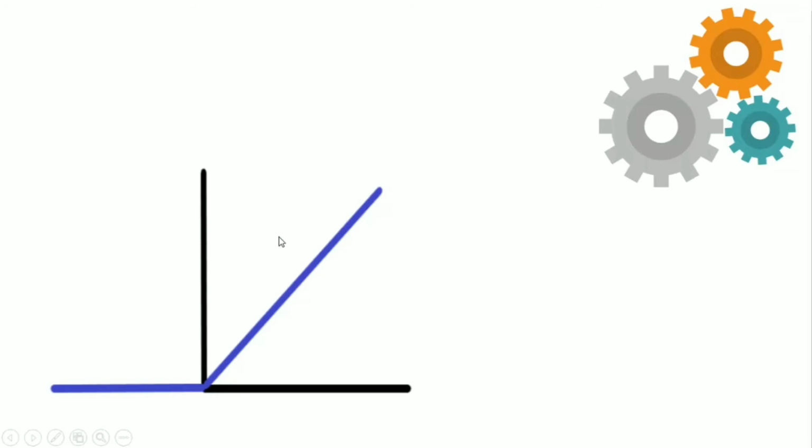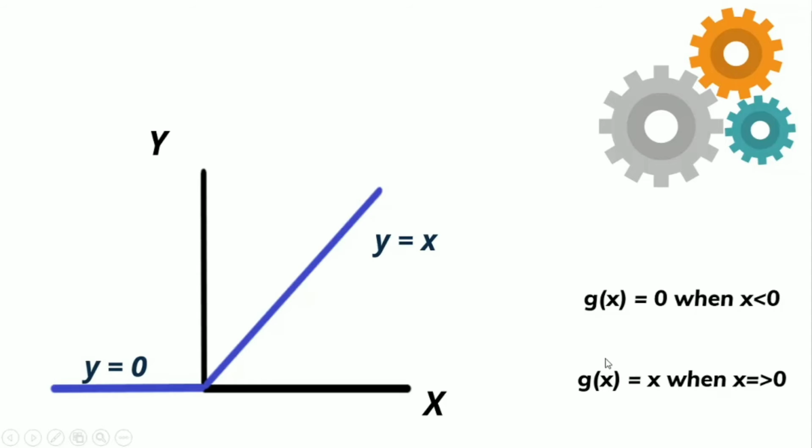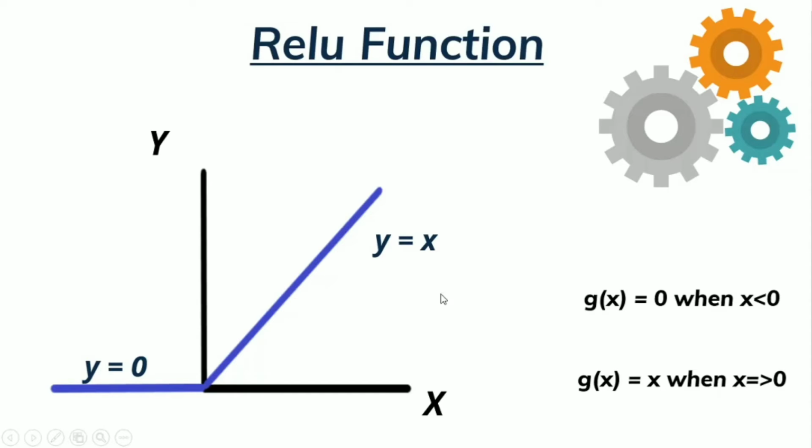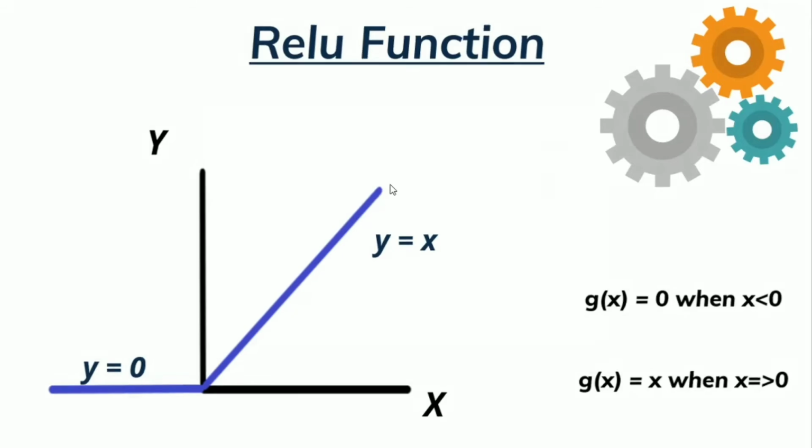So let's move forward. Through this graph you can easily understand that in the negative direction the value of the function is 0, and in the positive direction the value is equal to the value of the input applied. Here you can see that the value of g of x is equal to 0 when x is less than 0, and the value of g of x is equal to x when x is greater than or equal to 0. Such a function is called the ReLU function. Through this graph you can easily visualize what the ReLU function is and what its properties are.